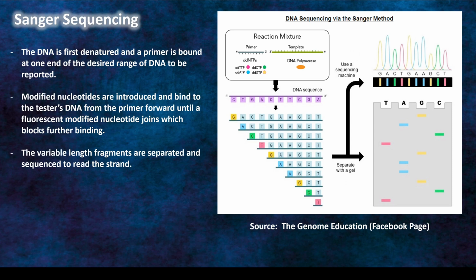So you create a primer for that desired range of DNA, and then the actual tester's DNA attaches there, and modified nucleotides are introduced. They bind from that primer forward until a fluorescent modified nucleotide joins that prevents further binding to attach there. The method is very useful because that section of DNA then is read off. It actually reads the complement, so the opposite, but you can recreate what the DNA strand would look like if you know the complement. So then you have a read of that particular section of DNA that you wanted to pull.